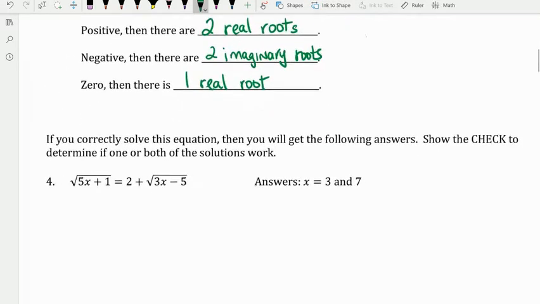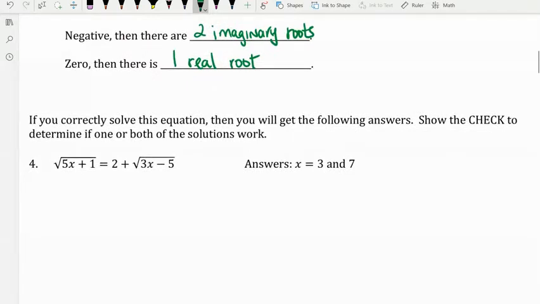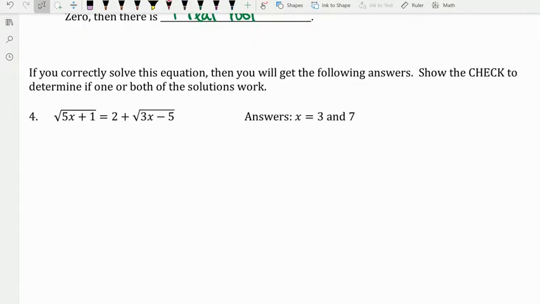All right, this next one, directions here are very important because on this one it says, if you correctly solve this equation, then you will get the following answers. So notice that here it's actually giving us the answers. I don't have to actually solve this equation. It gave me what the answers are. Then it just says to show the check to determine if one or both of the solutions actually work.